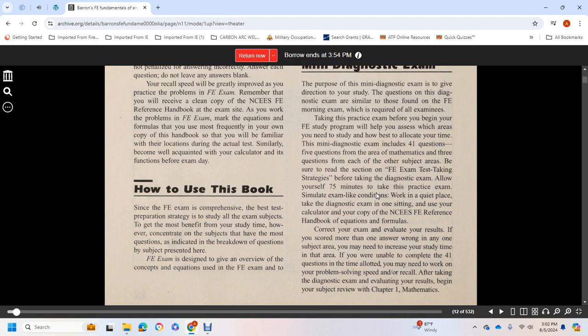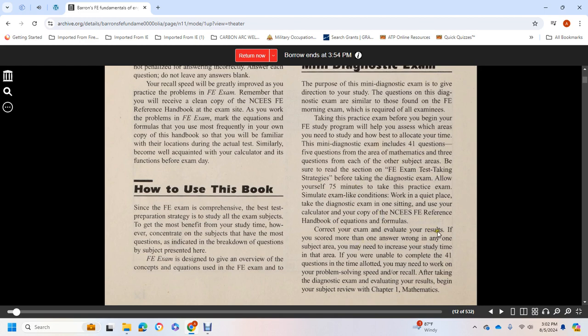Each exam includes 41 questions: 5 questions in mathematics and 3 questions in each of the other subject areas. Read the section on Fundamental Engineering exam taking strategies. Before taking the diagnostic exam, allow yourself 75 minutes to take the practice exam. Simulate exam-like conditions. Work in a quiet place and take the diagnostic exam in one sitting, using your calculator and your copy of the NCEES Fundamental Engineering Reference Handbook for equations and formulas.